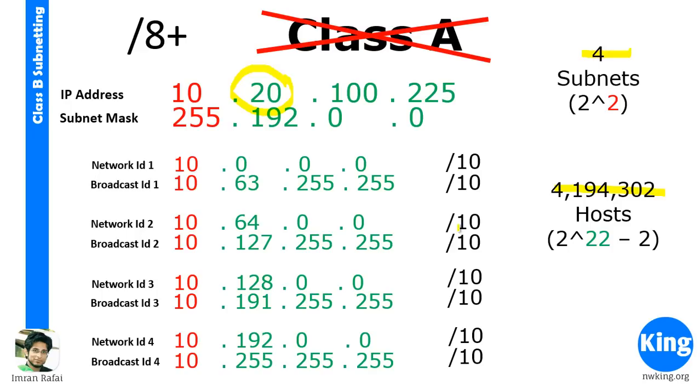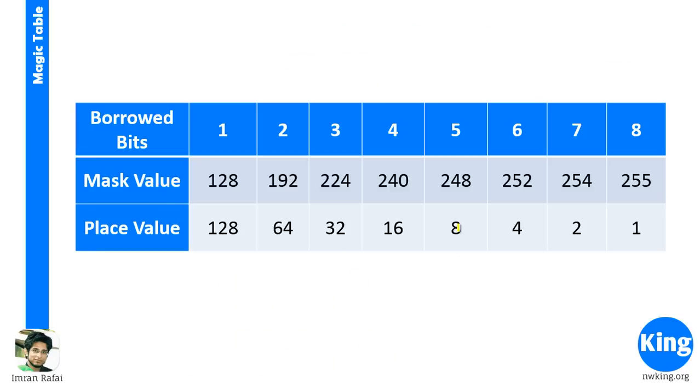Guys, this is absolutely kindergarten stuff. Really, kindergarten stuff. Well, I think going through the last video and this video, I'm sure you guys can do this just like your alphabets. Fantastic. Let's get into this magic table. Now, this magic table, if you remember, makes subnetting even easier. There's nothing to remember. It's very straightforward.